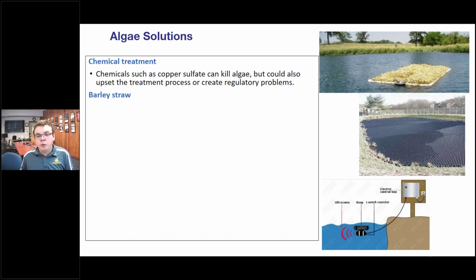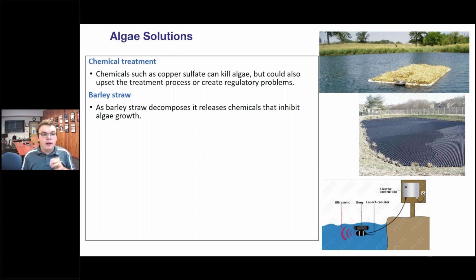On a more natural note, it turns out barley straw actually acts as an algae inhibitor. You can put barley straw over the surface, it breaks down naturally over time, and it actually releases some chemicals that help prevent algae from growing in the first place. If you have algae in the system on a large scale, it's not going to kill the algae off. It's just going to help prevent it from growing and continuing.